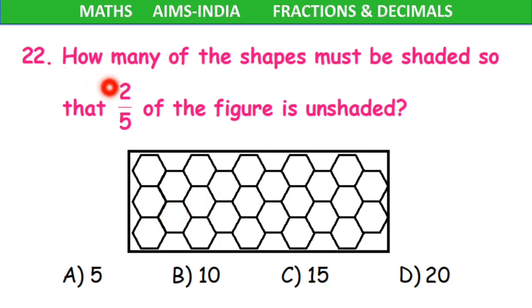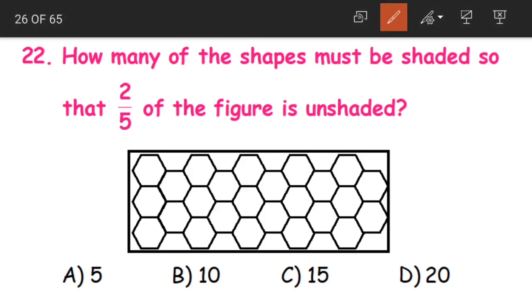Now the next question: how many of the shapes must be shaded so that 2 by 5 of the figure is unshaded? What should we do here? First, let us count the number of shapes in this. 1, 2, 3, 4, 5, 6, 7, 8, 9, 10, 13, 15, 18, 20, 23 and 25. We are having 25 shapes.